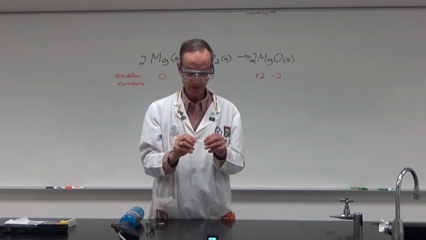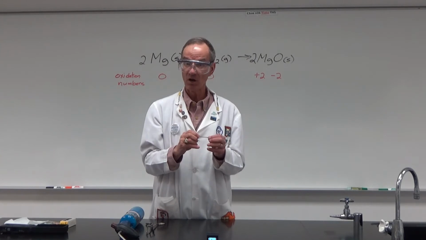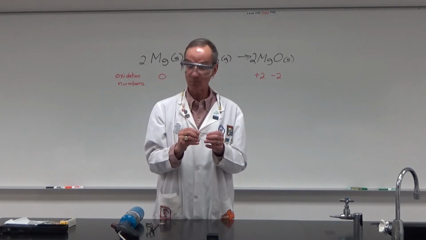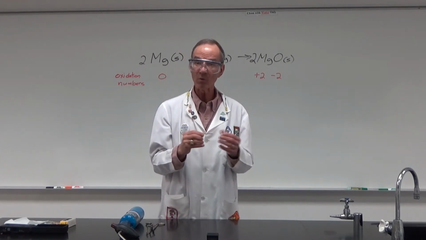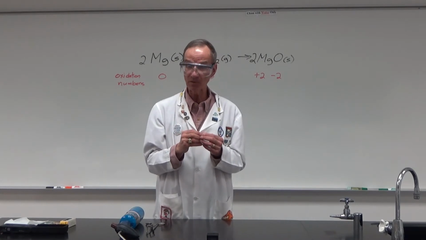Here I have a little ribbon of magnesium, and it is definitely being oxidized in the air right now. In fact, it has a pretty good oxidation layer on it right now. But that oxidation is relatively slow. What we're going to do is pick the oxidation rate up a little bit by putting the magnesium strip into a flame.